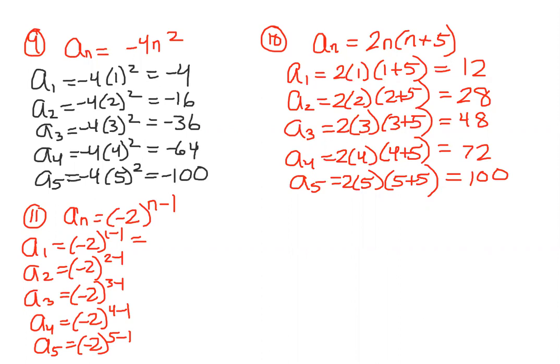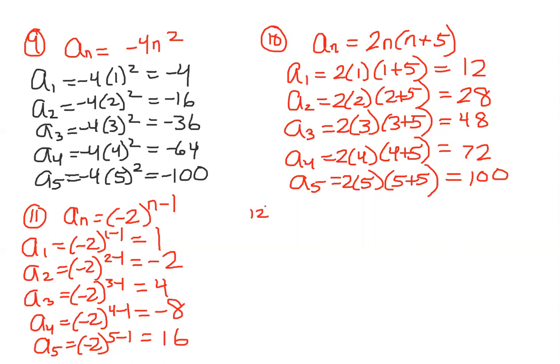So 1 minus 1 is 0. Anything to the 0 power is 1. This is -2 to the first power. This is -2 squared. So now it's going to be -2 times -2, so it's going to be positive. -2 cubed, it turns negative, and then it turns positive again. Okay, so it goes back and forth. You see that? Positive, negative, positive, negative, positive.